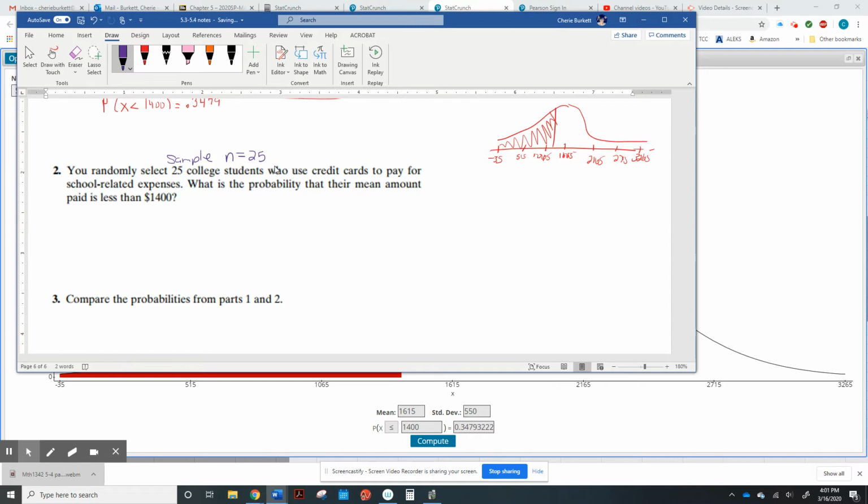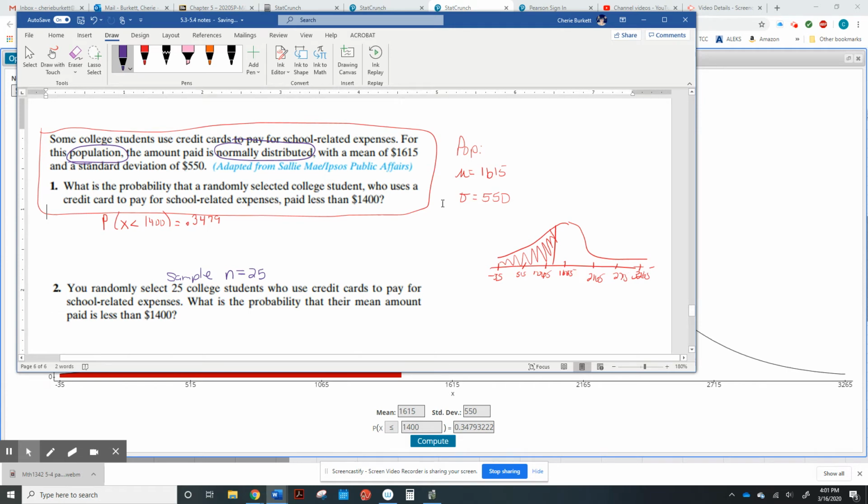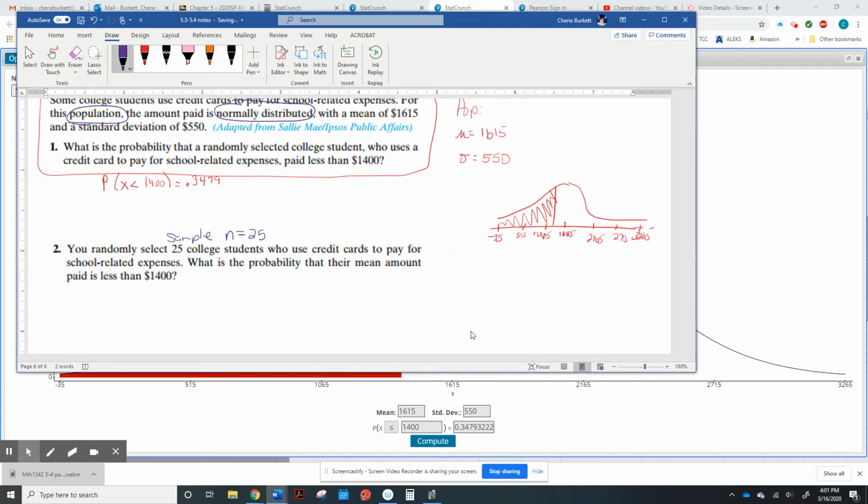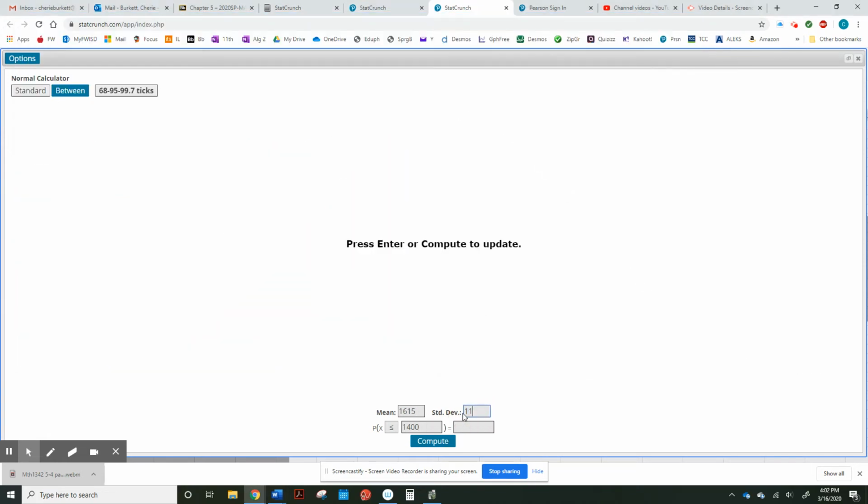Okay, so that means that here we have our population information. Here we have our sample information. Our sample X bar is still 1615, and the standard deviation is the 550 divided by the square root of 25. And 550 divided by the square root of 25, I think comes out to be 110. So you take this information and go back over here. All this does is change to 110.